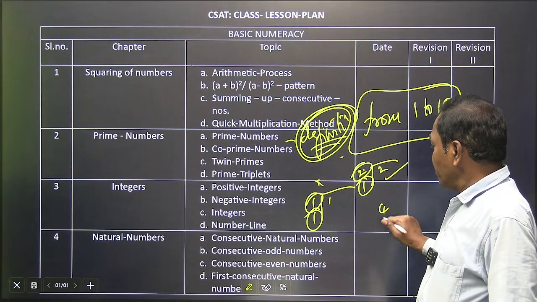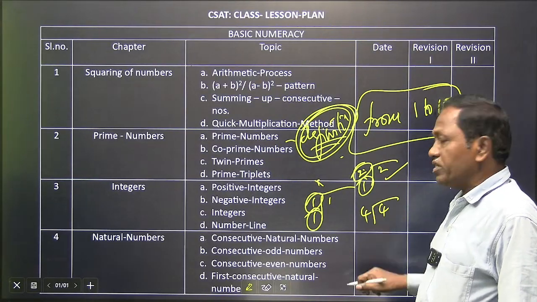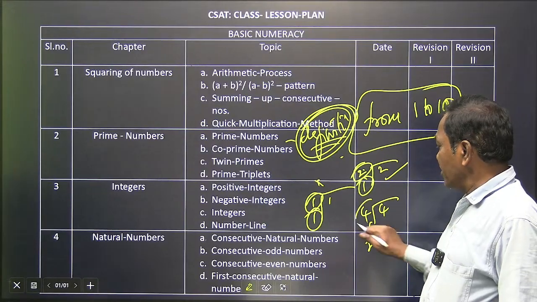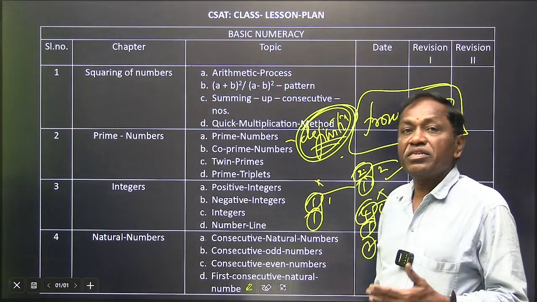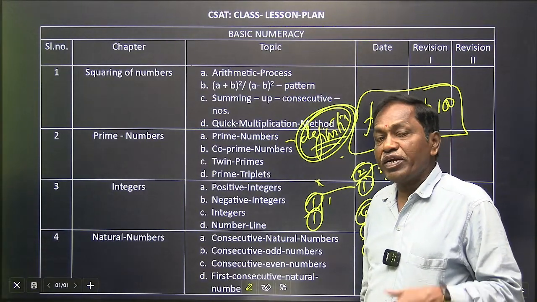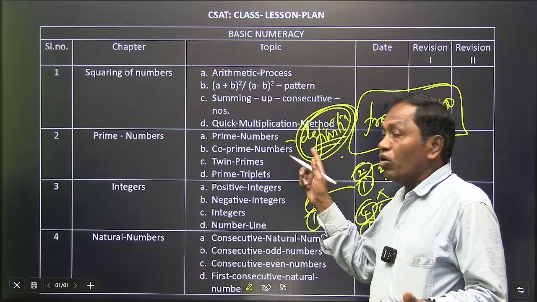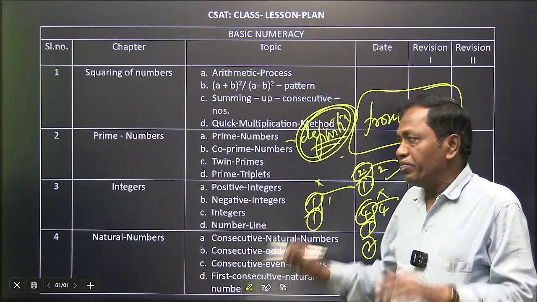And say for example 4. 4 is divisible by itself, 1 and 2. There are 3 factors, so 4 cannot be a prime number. According to the definition, a number which is divisible by 2 distinct factors is known as a prime number. That is the thing.